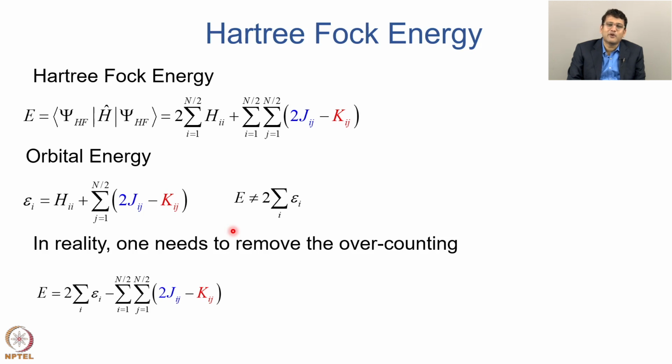That means the interaction between electron 1 and electron 2 is actually counted twice, and that leads to an overcounting. So, to calculate the total energy, just the addition of the orbital energies is not good enough because it contains overcounting. So, I need to subtract out the overcounting term to get to the total energy of the system. Although the orbital energy actually can tell you about the stability of the wave function.